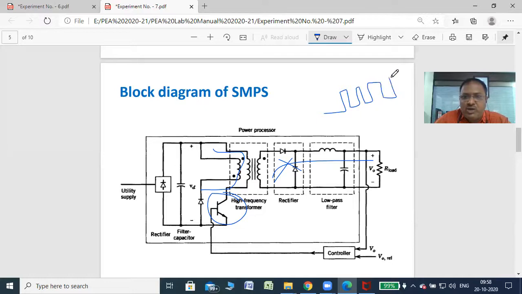Okay, so your device is not in the active region. It will be either in saturation or in the cutoff region, right? The switch is either in saturation or cutoff region. So power dissipation is very less. We don't even require any type of transformer. We can directly give the single phase supply to the rectifier. The output of the rectifier we are giving to the pulse transformer.